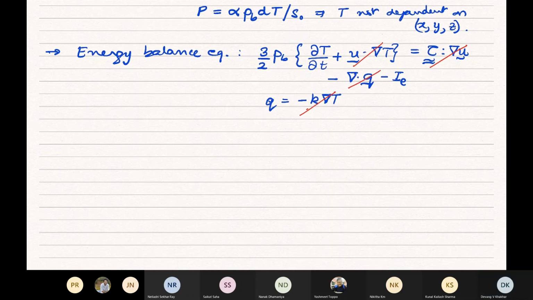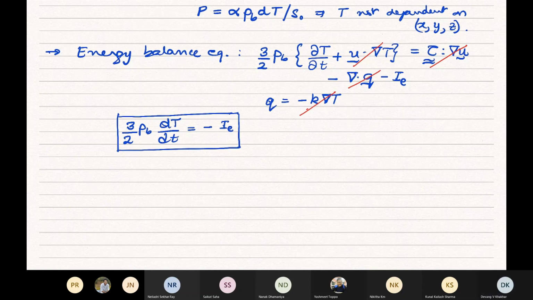And in fact, this is what determines the change in temperature with time. That is rho b into dT by dt is just equal to minus. So this is what in physical terms you can just say in one line: the rate of change of temperature is simply because of the loss of energy due to inelastic collisions. Now what is IE given by? Well, if you look back in your notes, this IE has a simple formula. This is just equal to I0 into 1 minus the coefficient of restitution squared into rho b T raised to the power of 3 by 2 divided by S0.